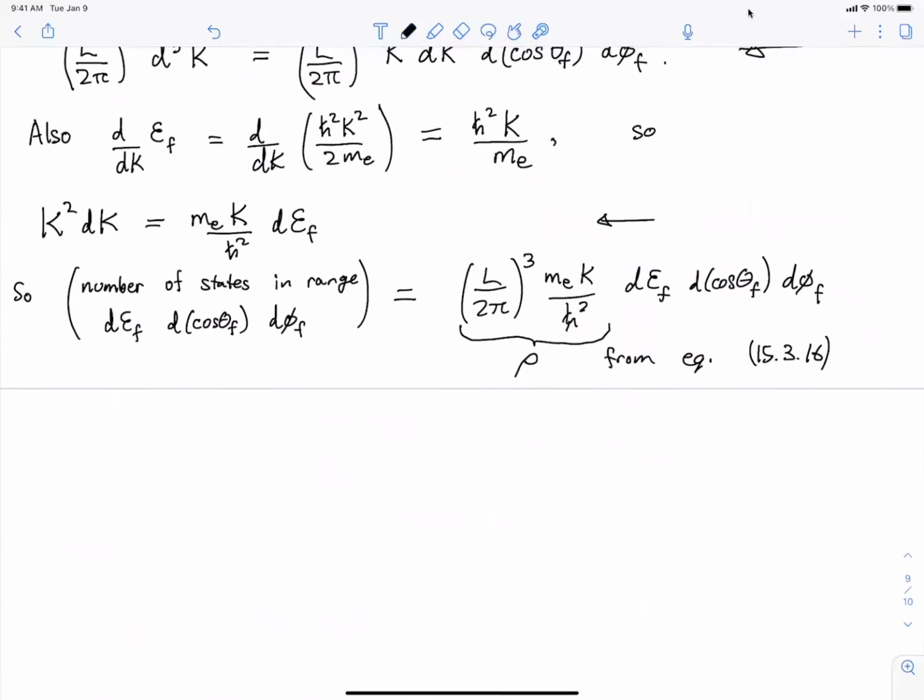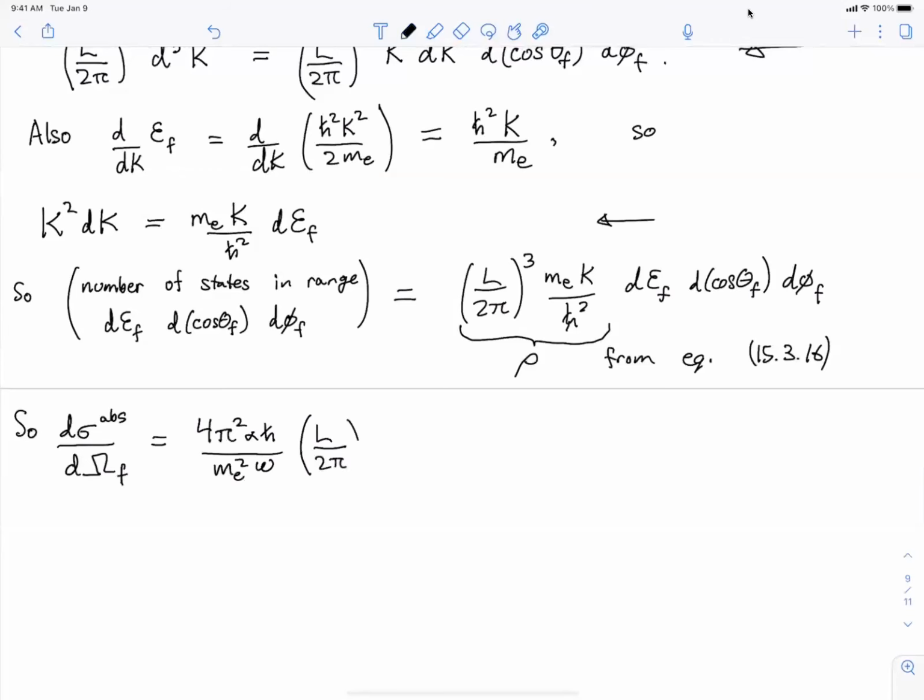Okay, so let's just summarize where we are. The absorption differential cross section. So notice I've divided by d cosine theta f and d phi f from the previous formula. This is equal to our constants that we need to keep track of, and then our other constants that have now come from the density of states, and now our matrix element squared.